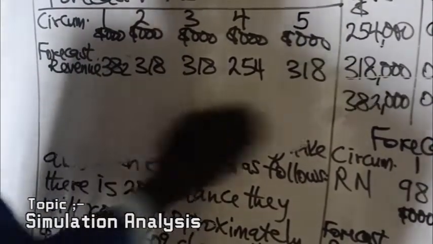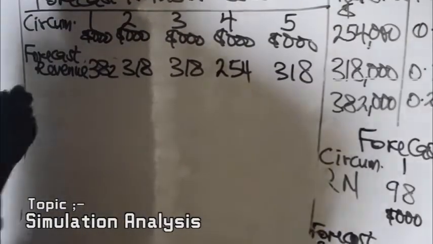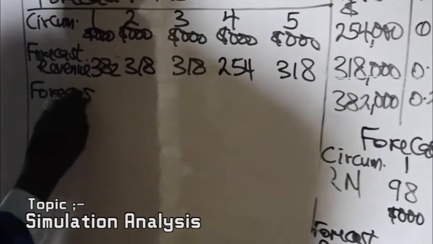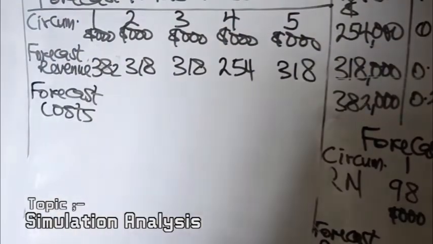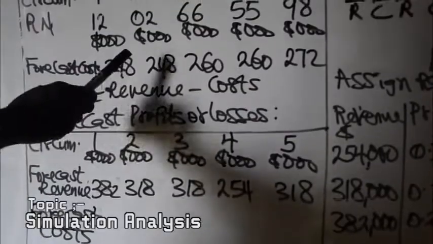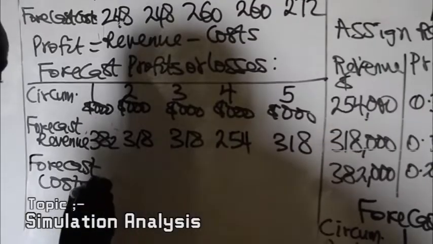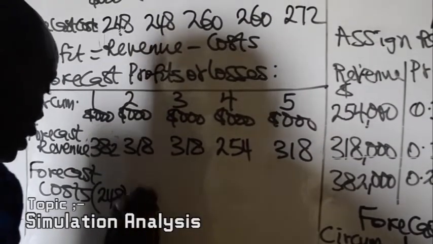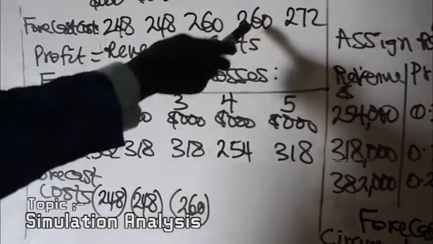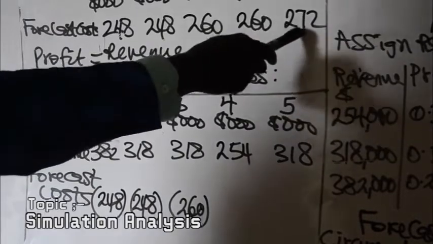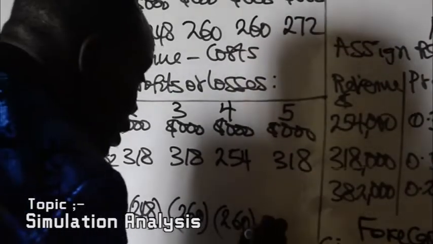Then the next item is the forecast cost. Now, let's go back to our simulated cost. We have the forecast cost to be 248, 248, 260. Then we also have 260 and 272.